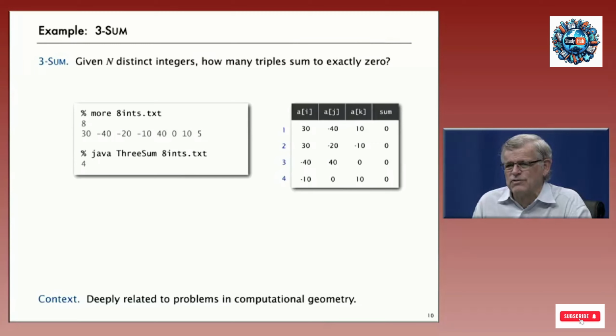of n integers. This is actually an extremely important computation that's deeply related to many problems in computational geometry, which is a branch of computer science that covers the algorithms and underlying science related to graphics and movies and geometric models of all sorts. So this is actually an important practical problem, but it's a simple one to write code for.